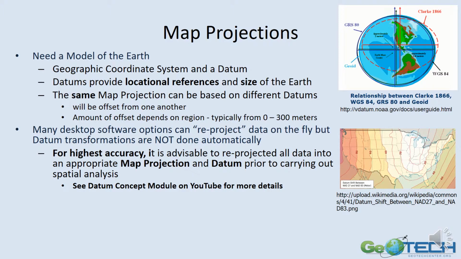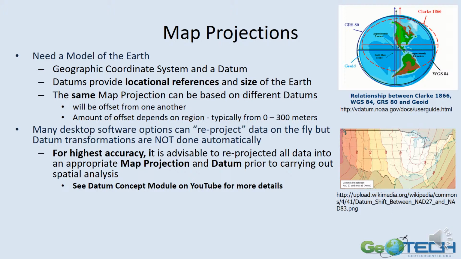Also know that the same map projection can be based on different datums, so just knowing the map projection is not enough. You also have to know what datum was used. If you don't use the correct one, features may be offset from one another, and the amount of offset can be nothing to 300 meters. The map on the lower right shows some of the offsets.